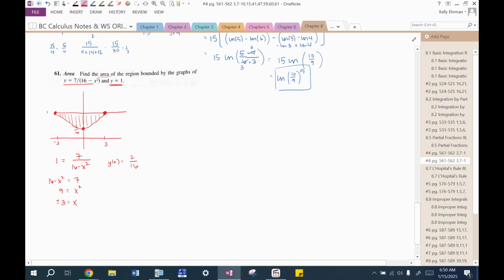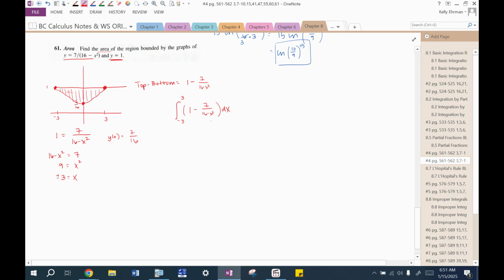It's not just the function, it's the integral of the function, top minus bottom. The line is on top, so it's 1 minus the function 7 over 16 minus x squared. Okay, so for this area, I'm still using x values. I'm going from -3 to 3, but I need to do 1 minus 7 over 16 minus x squared as my integrand.